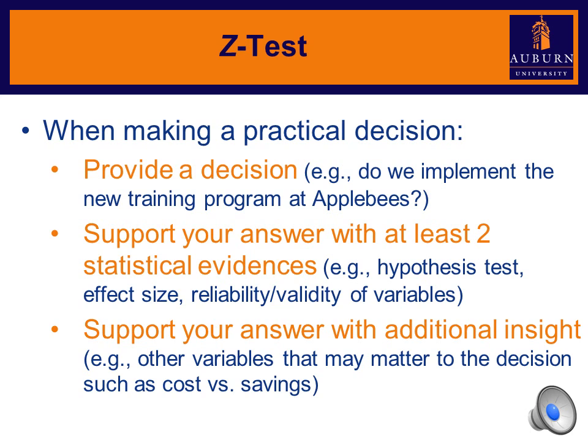And it doesn't matter to me what your decision is. You can say yes, you can say no, I don't really care. What I'm looking for is your argument for why you said yes or why you said no. In your argument, you need to support your answer with at least two statistical evidences. In other words, you can talk about your hypothesis test, you can talk about your effect size, or you can talk about the reliability and validity of your variables. Two of those three would be just fine.